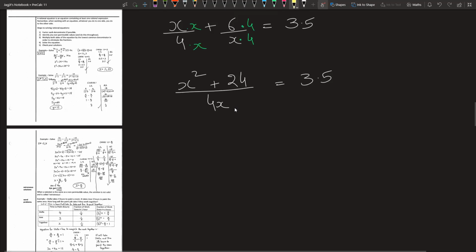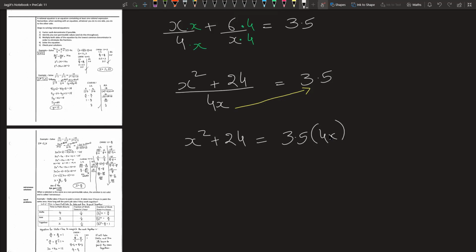In the next step, you're going to take your denominator, you're going to cross multiply, means it moves across and it lands at the top on the other side. So you get x squared plus 24 is equal to 3.5 times 4x. Okay, what's 3.5 times 4x? Let's multiply that out. 3.5 times 4 is 14, so that becomes 14x. Now, let's bring the 14x to the left. So you get x squared minus 14x plus 24 is equal to 0.